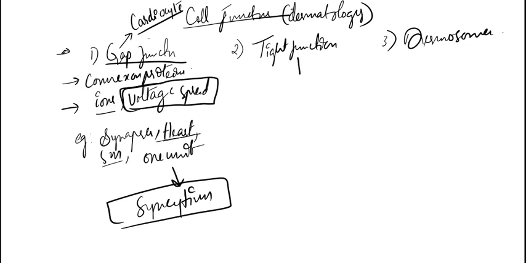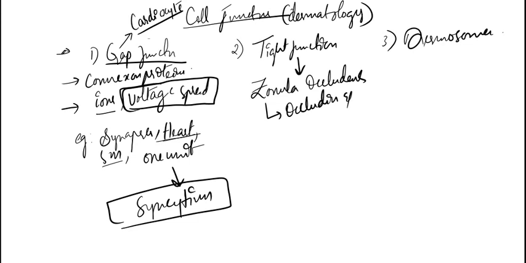Now what are tight junctions? Tight junctions consist of something called zonula occludens, which are composed of occludin and claudin proteins. These tight junctions act as barriers, as simple as that. Their main function is barrier.